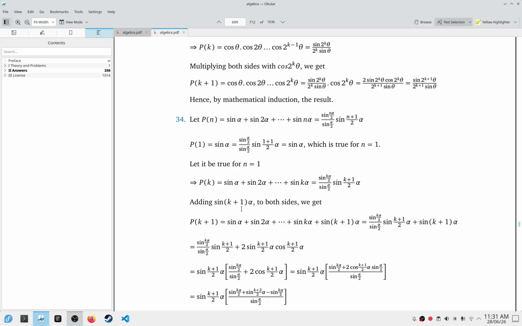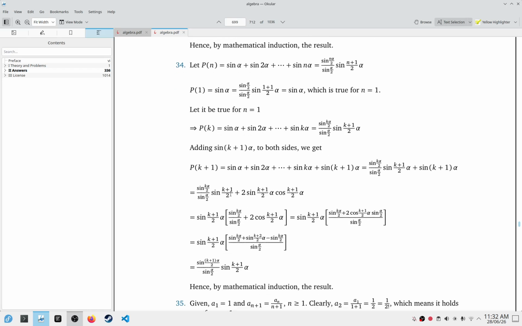Now we add sin (k+1)α to both sides. So our left hand side takes the form of P(k+1) and the right hand side is this. Once we have this, we break sin (k+1)α by 2 in the form of 2 sin ((k+1)/2)α cos ((k+1)/2)α. So we take sin ((k+1)α/2) common, and in the denominator we have sin (kα/2) divided by sin (α/2) plus 2 cos ((k+1)α/2).